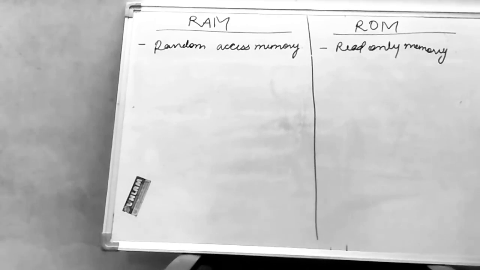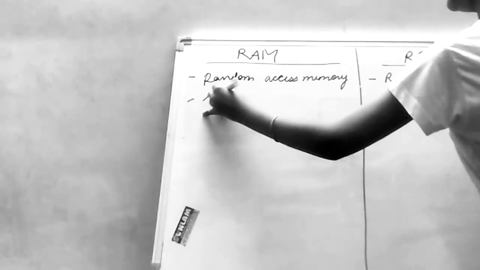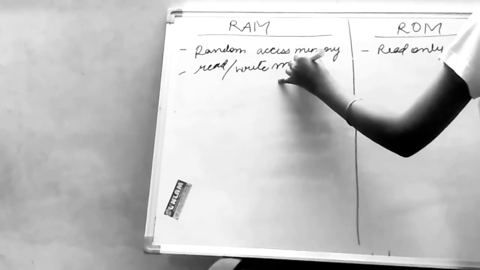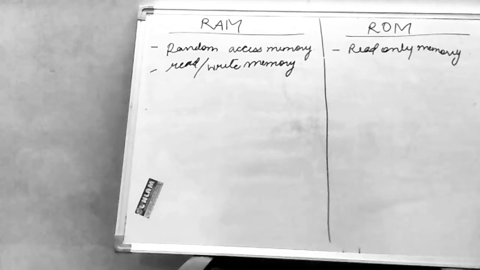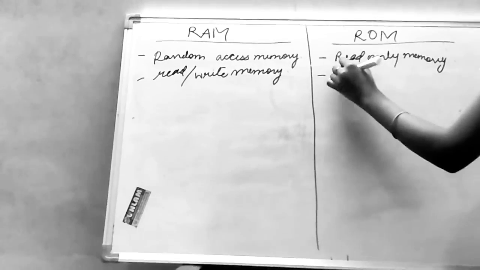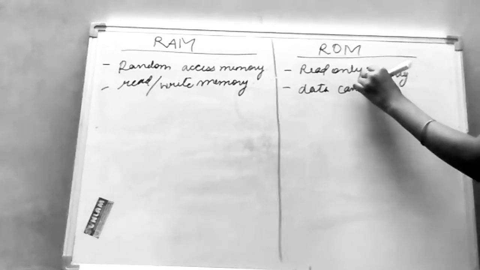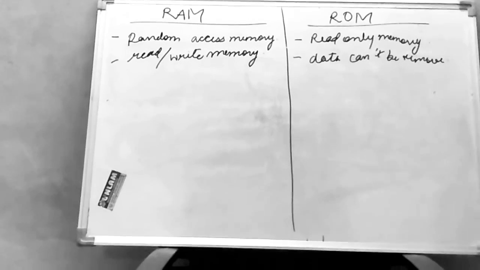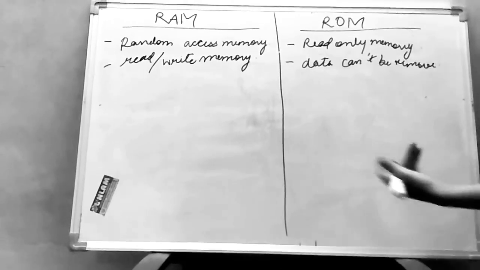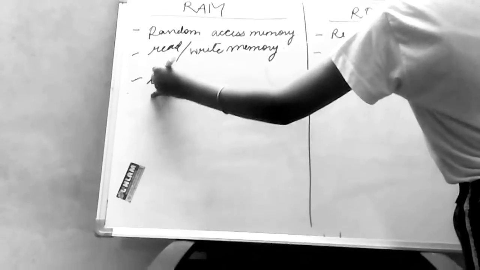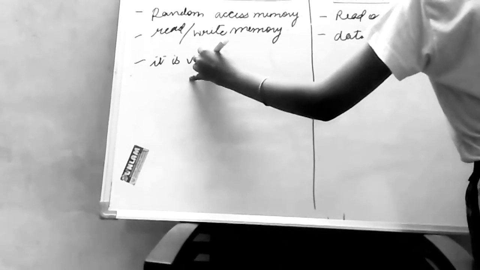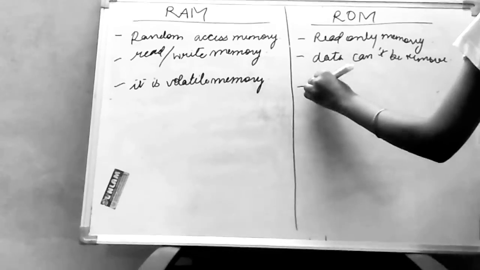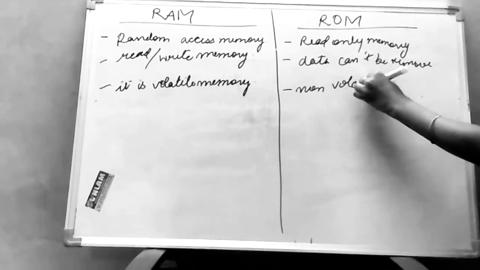RAM is a read/write memory. In ROM, once the data is placed, it can't be removed. RAM is a volatile memory, whereas ROM is a non-volatile memory.